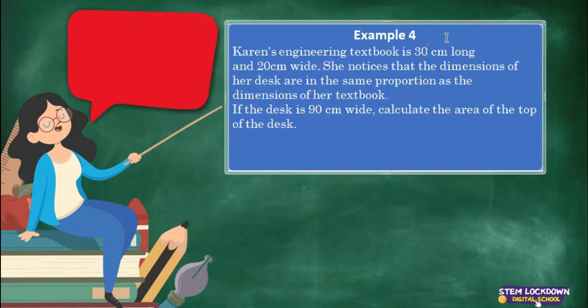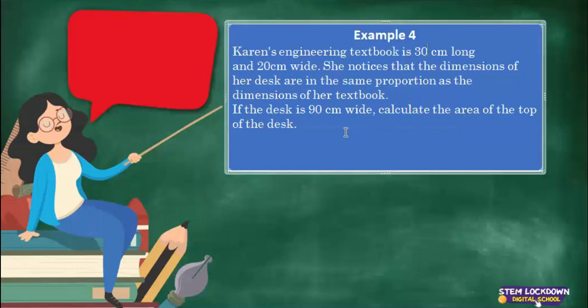Karen's engineering textbook is 30 centimeters long and 20 centimeters wide. She noticed that the dimensions of her desk are in the same proportion as the dimensions of her textbook. If her desk is 90 centimeters wide, what is the area of the top of the desk? Look at the width of the desk and the width of the textbook to know what proportion they are. With that, we can calculate the area of the top of the desk.